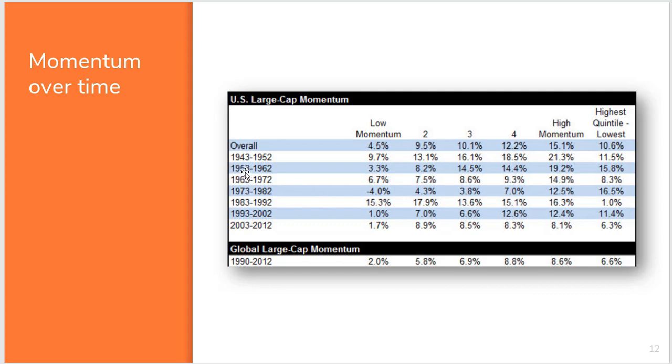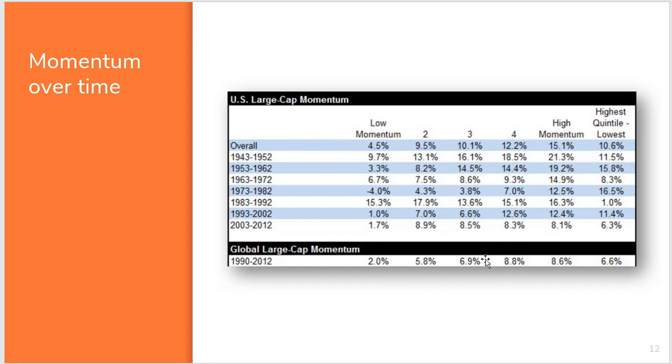And again, in the next 10 years, from 53 to 62, the low momentum stocks would have given you on average 3.3% per year. High momentum would have given you 19.2, and so on and so on. Out here you can see the difference, and in every 10-year period, the high momentum stocks would have beaten the low momentum stocks. That is quite thrilling for an automated investor like myself. You can see here that overall, over the entire time span, the low momentum stocks would have given you 4.5% per year, the high momentum 15.1.